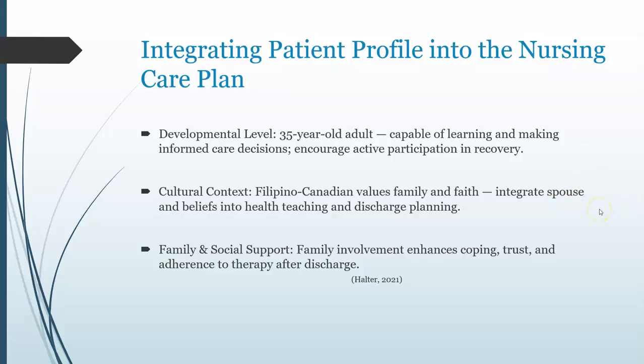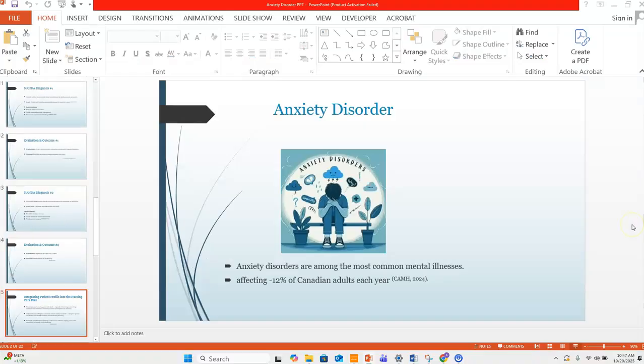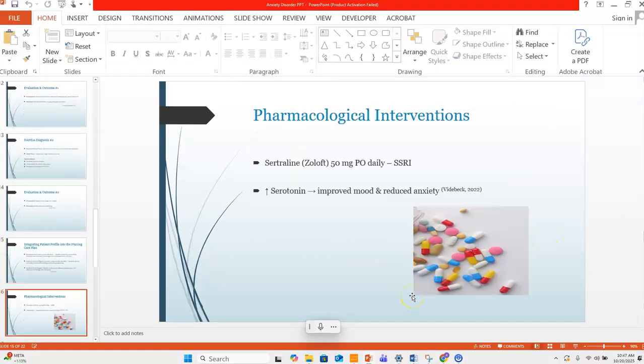Pharmacologically, Maria takes sertraline, Zoloft 50 mg daily, a selective serotonin reuptake inhibitor, SSRI. It increases serotonin levels, helping improve mood and reduce anxiety. Let's go to the next slide to discuss how we teach her to use it safely.